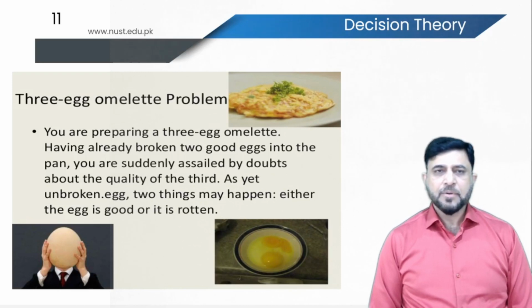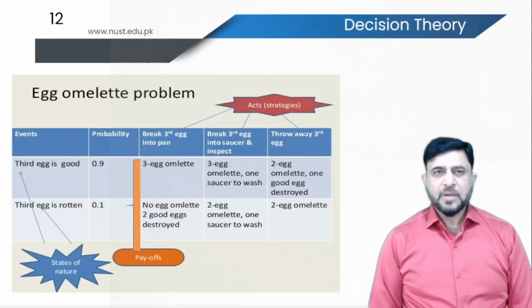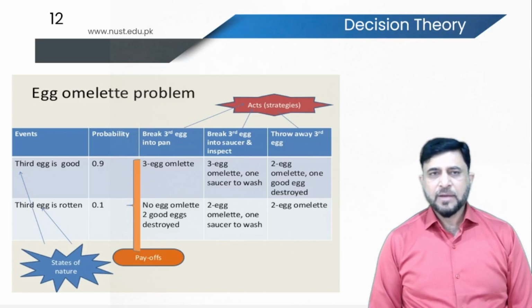As yet, the unbroken egg, 2 things may happen. Either the egg is good or it is rotten. Definitely, there are only 2 possibilities. So, what is the payoff table over here? You can make a payoff table like this: egg omelette broken. We have events, we have probabilities, and you can see in the left column we have third egg is good and third egg is rotten.